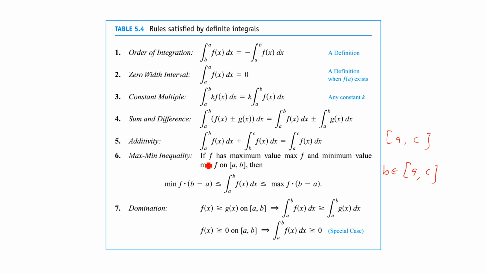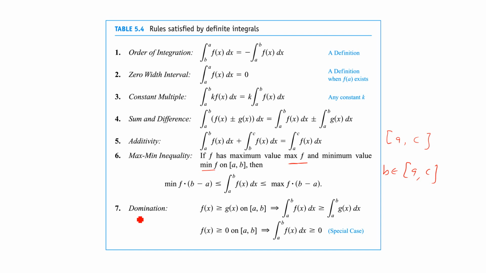So the maximum minimum inequality: if f has the maximum value max f and the minimum value min f on the closed interval ab, then the integral of f(x) from a to b lies between the maximum value multiplied by b minus a and the minimum value multiplied by b minus a. So this is less or equal to the maximum value of f multiplied by b minus a, and this is greater or equal to the minimum value of f multiplied by b minus a. We'll visualize these in the next slides using diagrams.